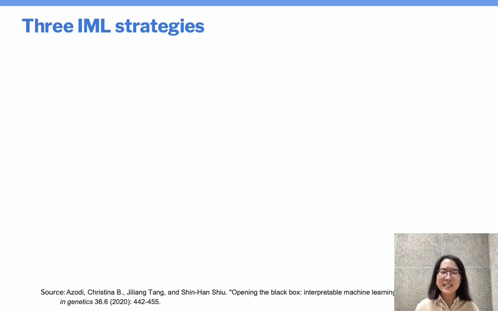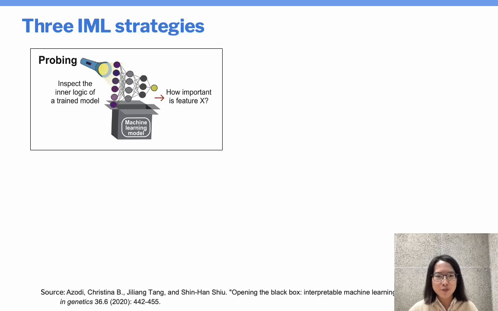After understanding the IML taxonomy, it is also beneficial for us to know what is the underlying implementation of this IML method. There are 3 general IML strategies. The first strategy is called probing. Probing inspects the inner logic of a trained model. It can tell you how the model believes is the importance of each feature as well as the interaction of different features.